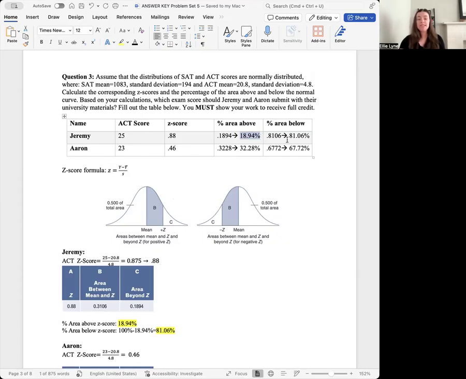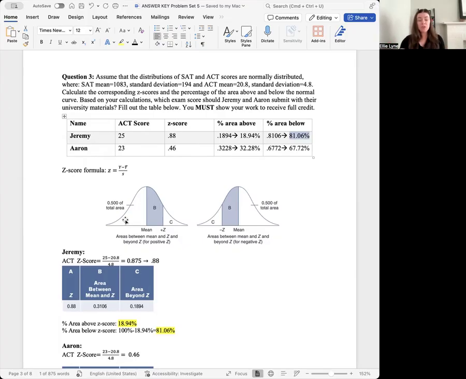18.94. So if I take 100% minus 18.94, I get 81.06%. If you want to check your math on that, feel free to go ahead. 18.94 plus 81.06 is 100%. So we're covering that entire area of the curve. Another easy way to check yourself.